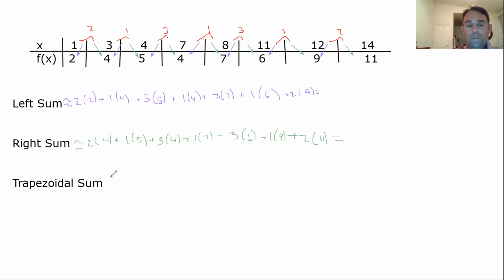The trapezoidal sum, here we go. The red bases just became red heights now. They're the height. And we take both tails. So 2 times (2 plus 4) over 2, plus 1 times (4 plus 5) over 2, plus 3 times (5 plus 4) all over 2, and 1 times (4 plus 7).